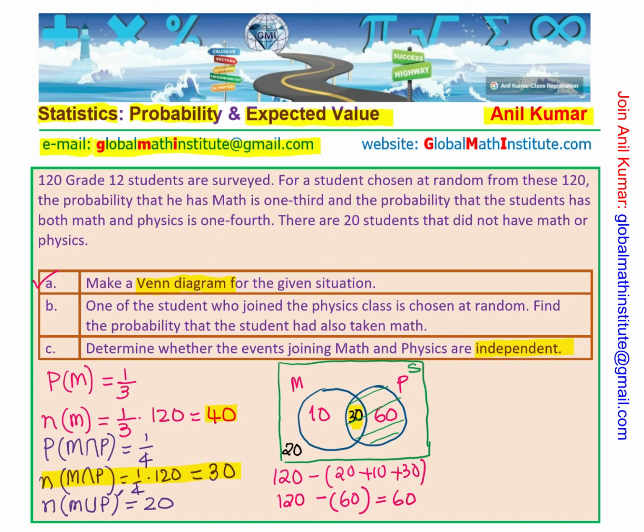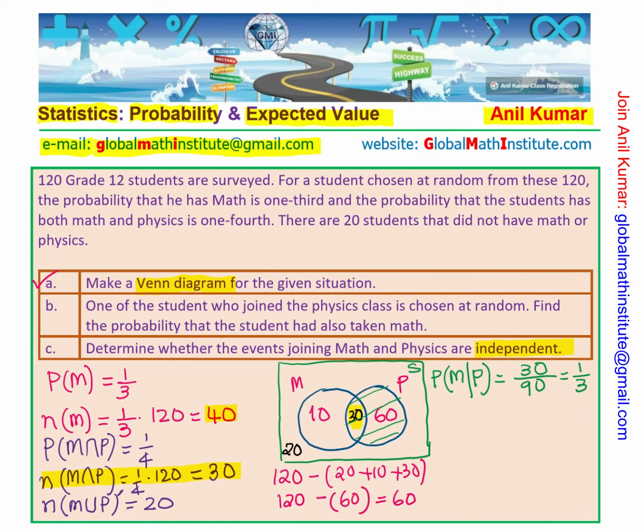From this category. One of the students who joined the physics class, out of 90, you have to find the probability that the student had also taken maths, right? So basically, we are finding the probability that the student has taken math and we are selecting from physics. Get the idea? This P is for physics. Great. So that should be, as you can see, 30 out of 60, right? Because 30 is common to both physics and maths. And total is 30 plus 60, right? Which is 90. So when you simplify, you get 1 over 3.